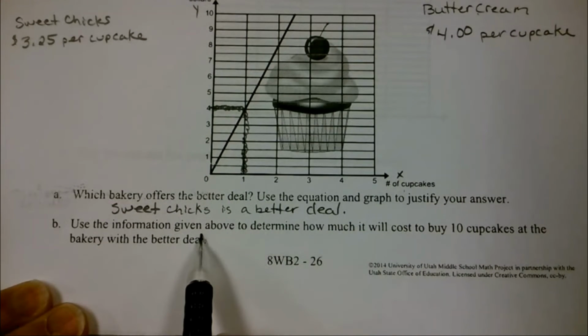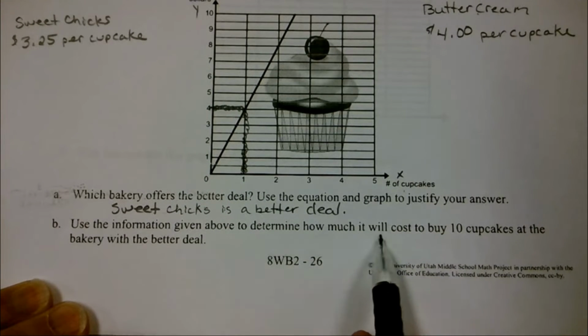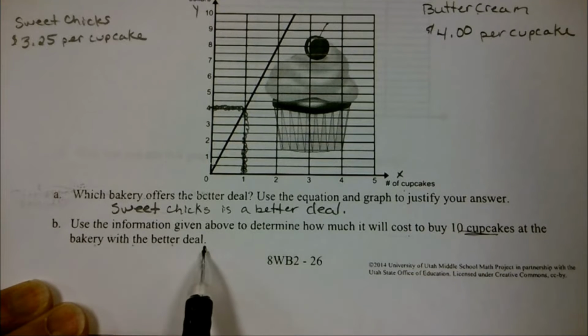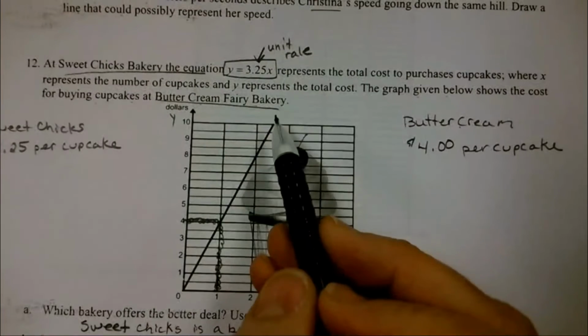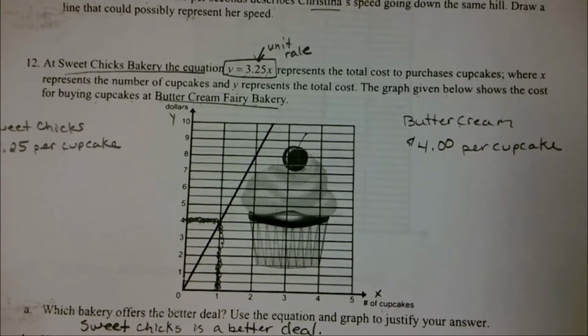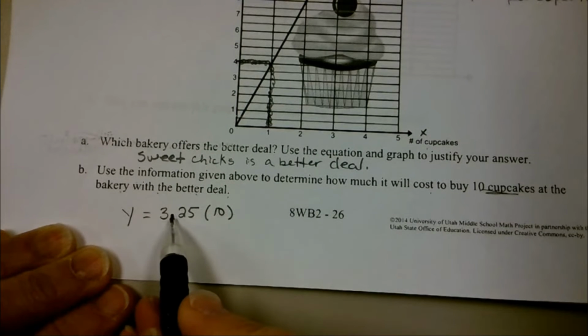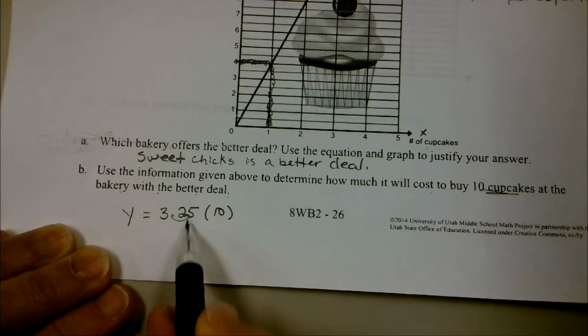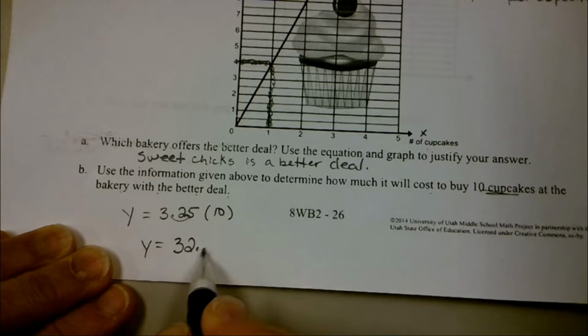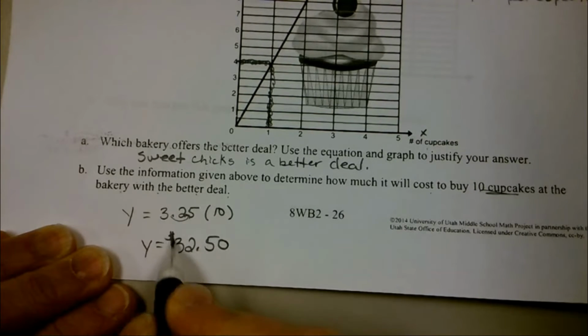So it says, use the information given above to determine how much it will cost to buy 10 cupcakes at the bakery with the better deal. So we can, quite honestly, just use this equation. Our cost is going to equal $3.25 times 10 cupcakes, which, if you know your mental math, if you multiply by base 10, you move that decimal, so it would equal $32.50.